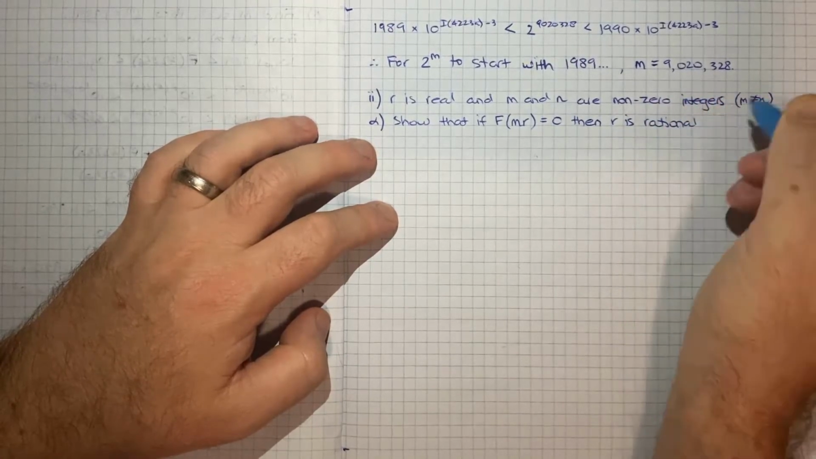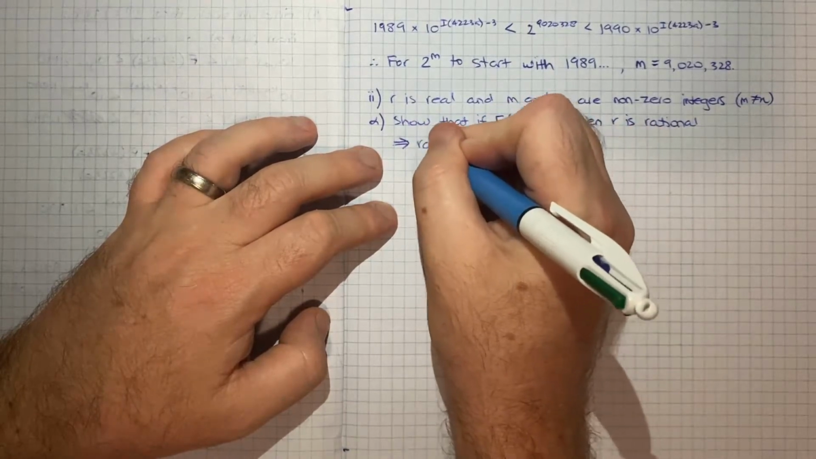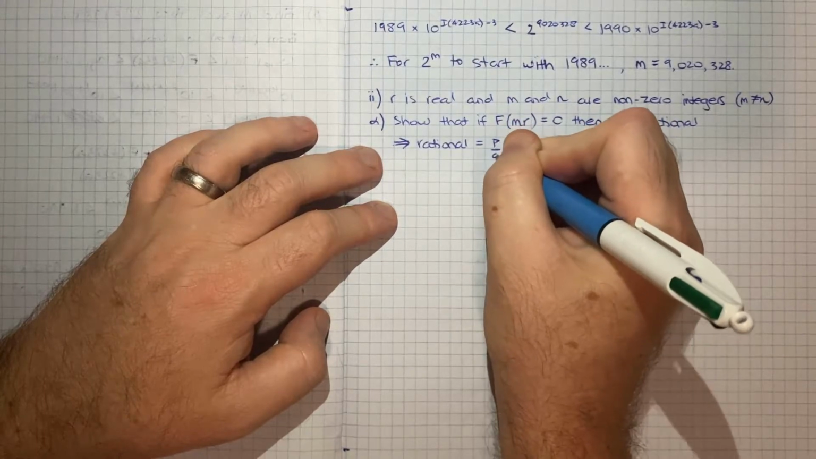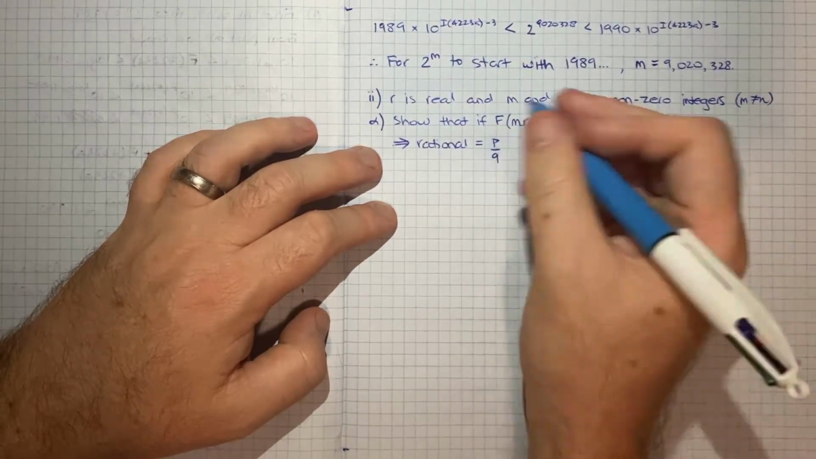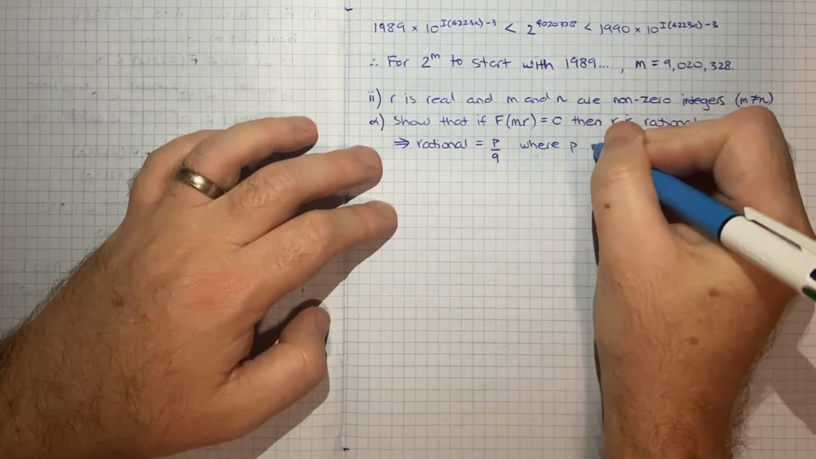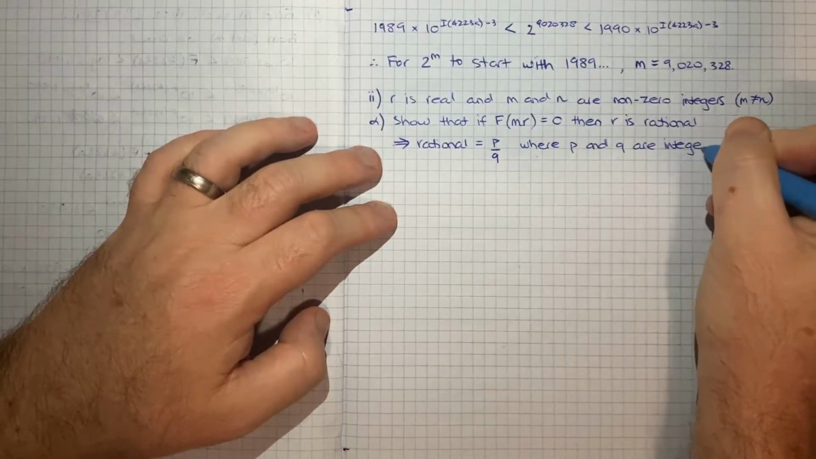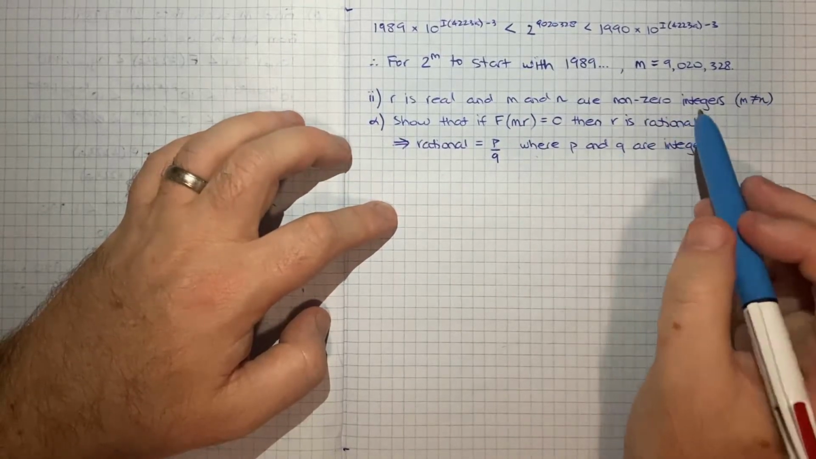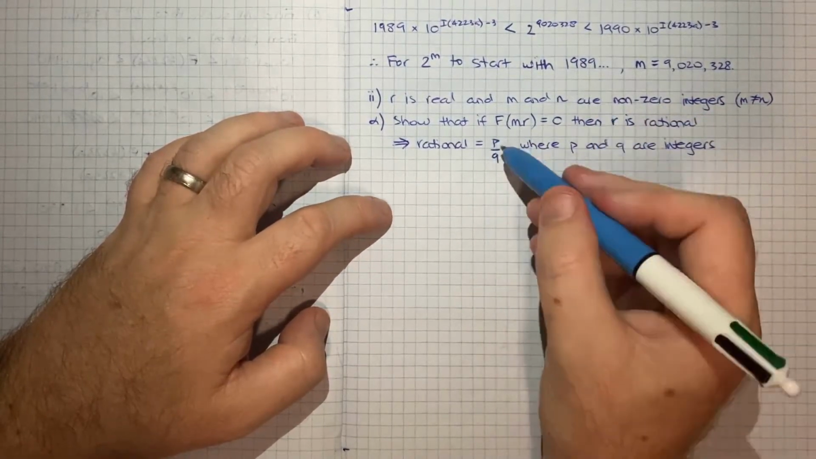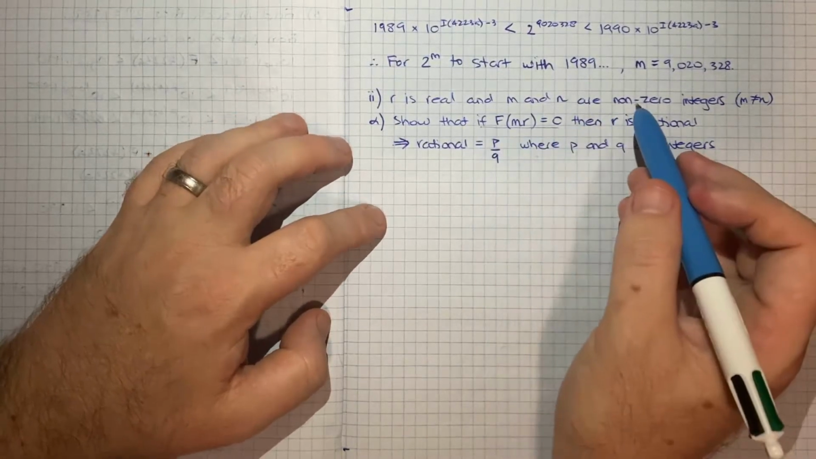And I should probably define what a rational number is. So a rational number we can write in the form one integer divided by another. So here I'll write P on Q, where P and Q are integers. So essentially what we want to see is, can we write R in this format? Can we write R in the format of one integer divided by another when this condition is true?